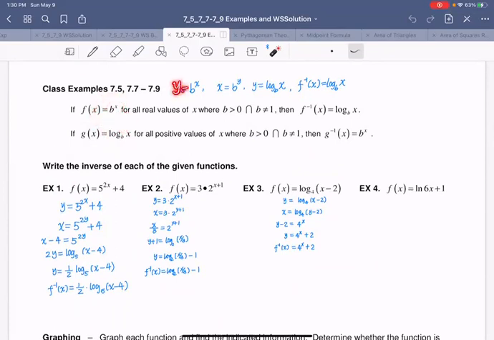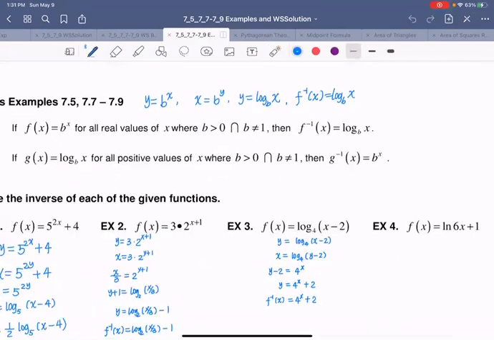We make y equals b to the power x, and then we switch x and y. Y changes to x, x changes to y. But if we want to solve y equals log base b of x, for example, 2 to the power 3 is 8, then log base 2 of 8 equals 3. So when you see this, you want to immediately write down 2 to the power 3 equals 8.